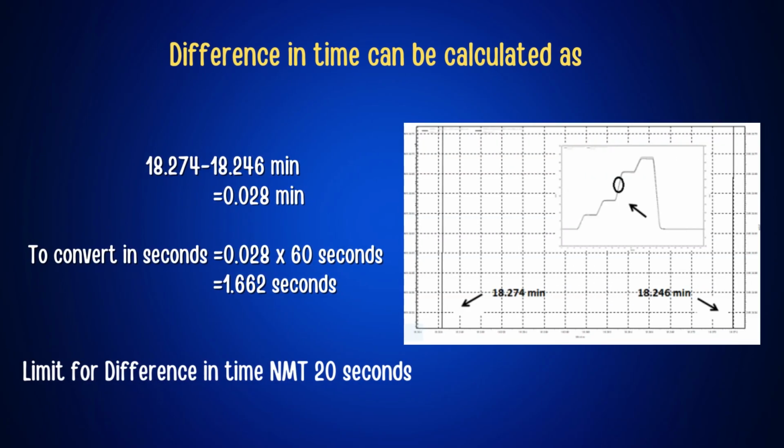Then the difference in time can be calculated as follows. Considering the time of both the gradient profiles is 18.274 minutes and 18.246 minutes, the calculation will be 18.274 minus 18.246 minutes, which gives 0.028 minute. This value can be converted to seconds as 0.028 into 60 seconds, which gives 1.662 seconds. The limit for difference in time should not be more than 20 seconds.